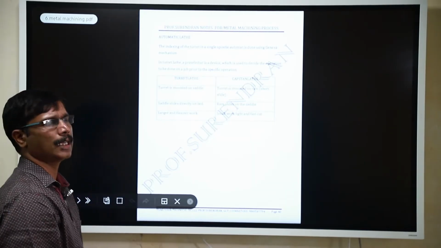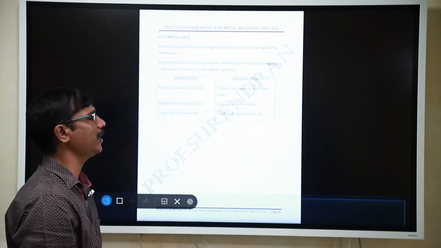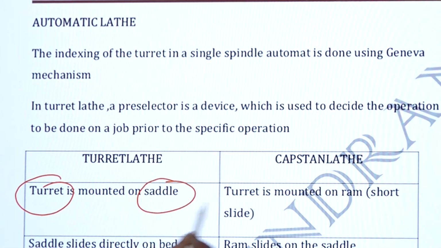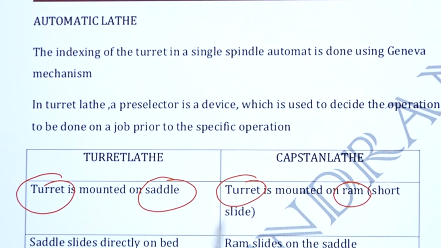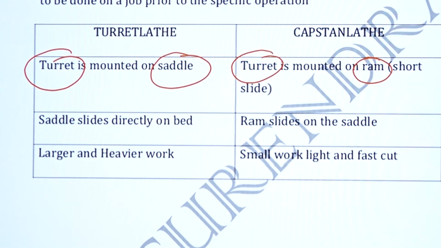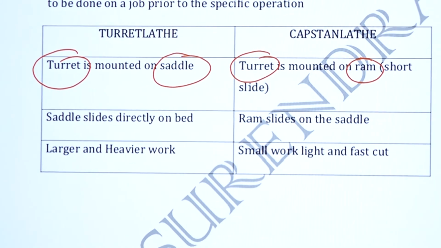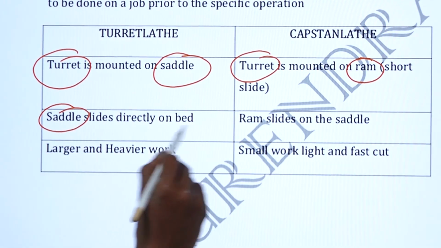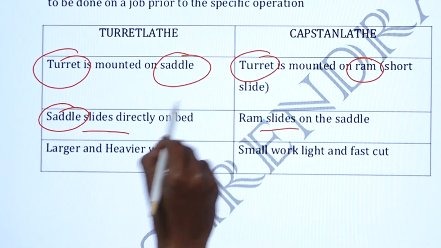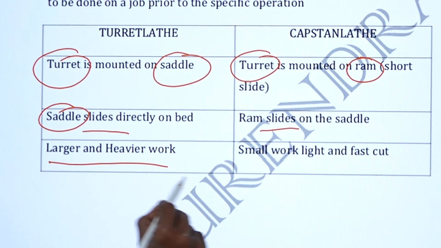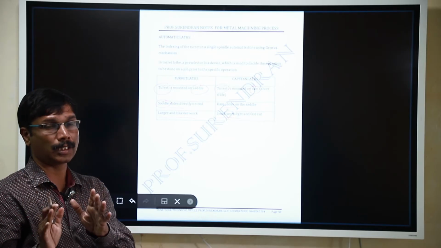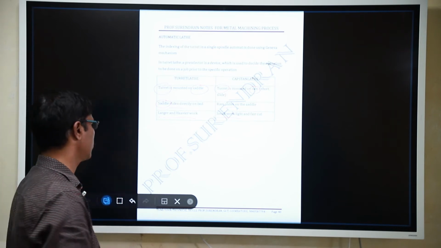Next, we discuss the difference between turret lathe and capstan lathe. In a turret lathe, the turret is mounted on the saddle, so the saddle directly slides on the bed. In a capstan lathe, the turret is mounted on a ram, and the ram slides on the saddle. Capstan lathe is for smaller work. Turret lathe is for larger and heavier work.